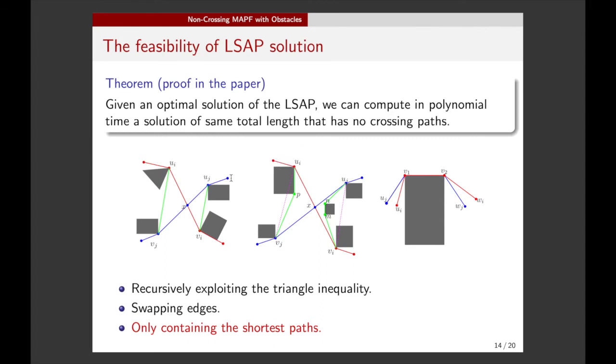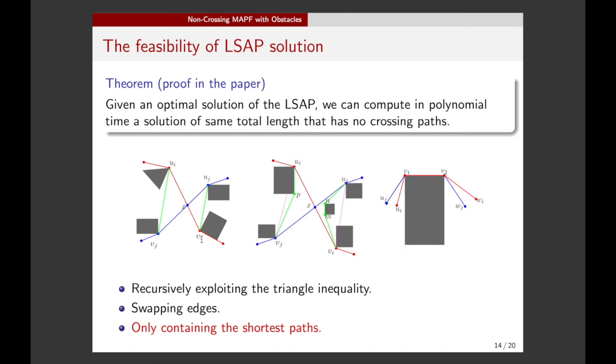Let's consider two crossing paths, π_i and π_j, the red path and the blue path here, as a part of the solution of LSAP. For the example on the left and in the middle, we see that the segments UI, VI and UJ, VJ cross at point X. And this crossing can be removed by swapping UJ and VI. And now the red segment UI, VI is replaced by the green one UI, VJ, and the blue segment is replaced by UJ and VI.